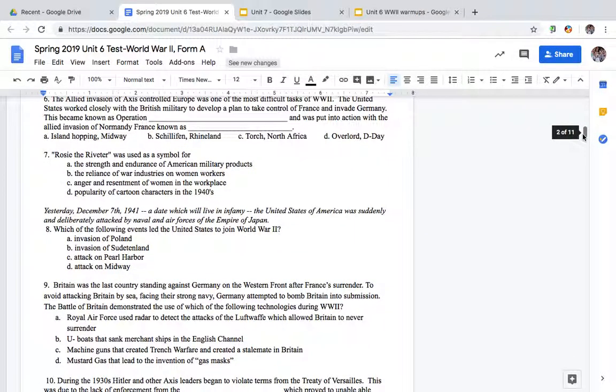Number 7. Rosie the Riveter was used as a symbol for A. The strength and endurance of American military products. B. The reliance of war industries on women workers. C. Anger and resentment of women in the workplace. D. Popularity of cartoon characters from the 1940s.